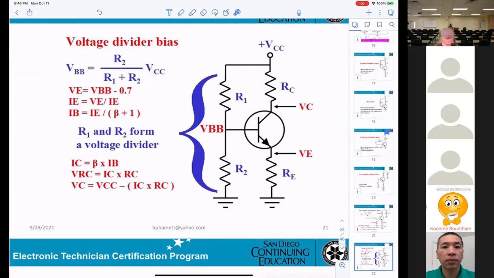Okay. That doesn't matter. Okay, thank you. It depends on what VBB they want. The thing is, when you design the circuitry, you have to know what VBB you want. Then you can select R1 and R2.